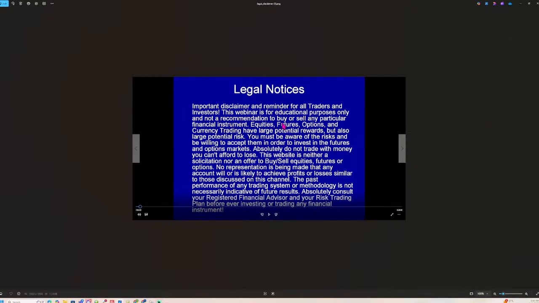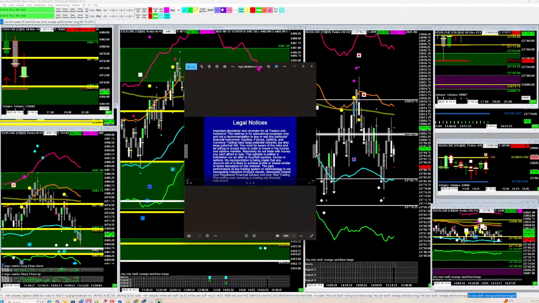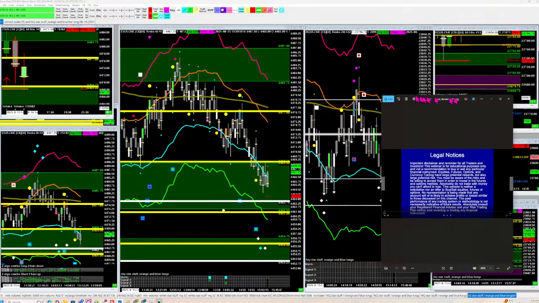Please take a second to read this beautiful legal disclaimer. Past performance is not indicative of future results. I lose money on some of my trades, no secret, and I'm no guru. So I'm just here to help other traders the best I can.